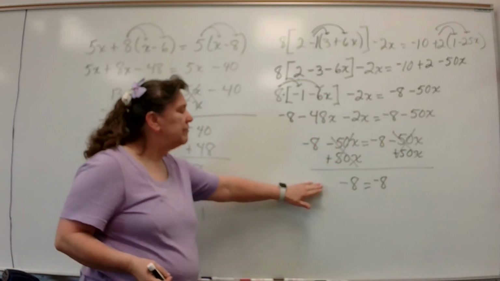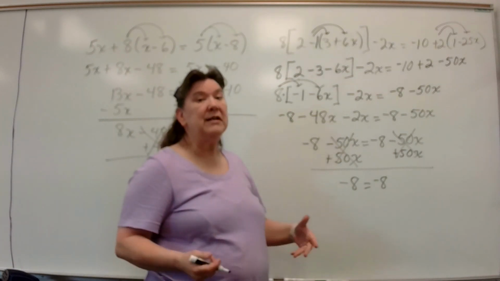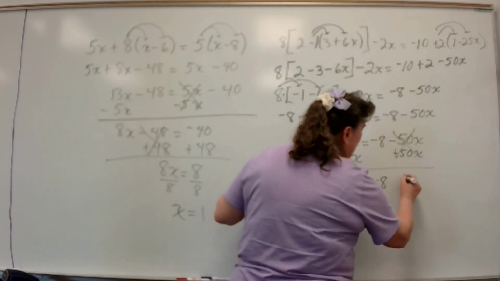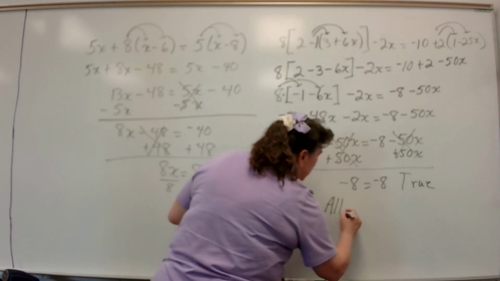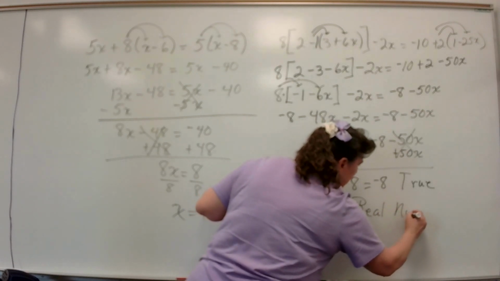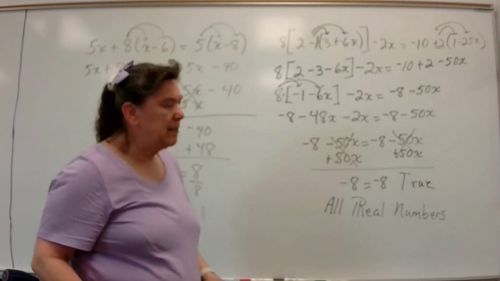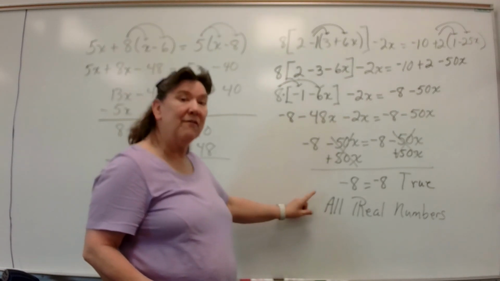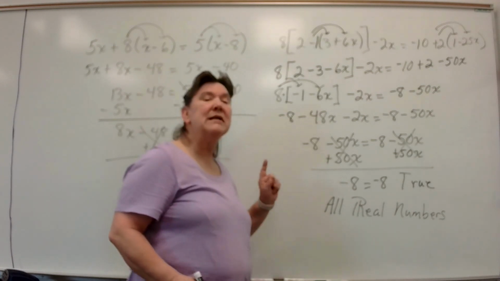And if you remember from the previous video, this is a true statement because negative 8 is equal to itself. Therefore, this is a true statement. And a true statement indicates that all real numbers is your solution. That means all the real numbers out there will make this a true statement. So you have many, many solutions. Everything is possible.